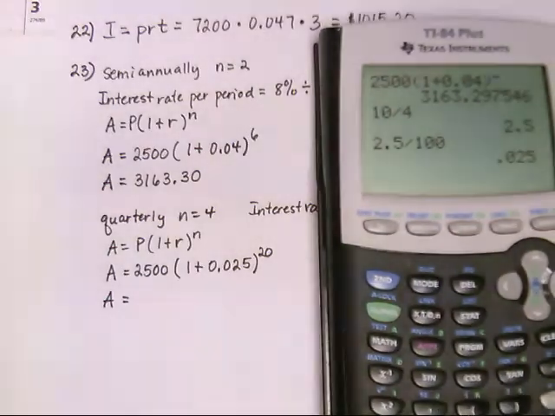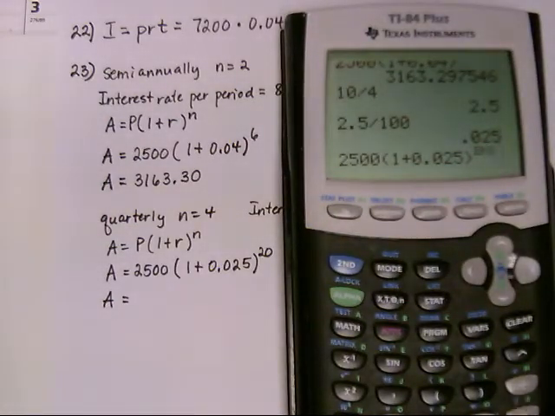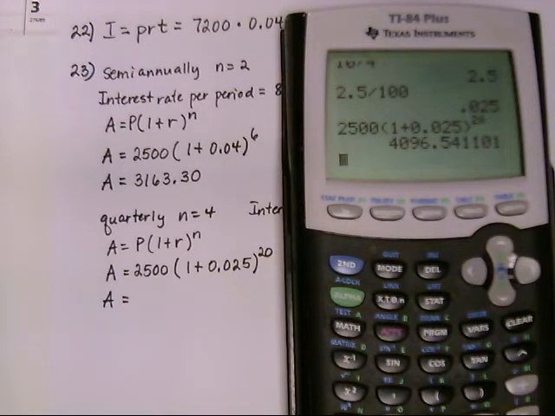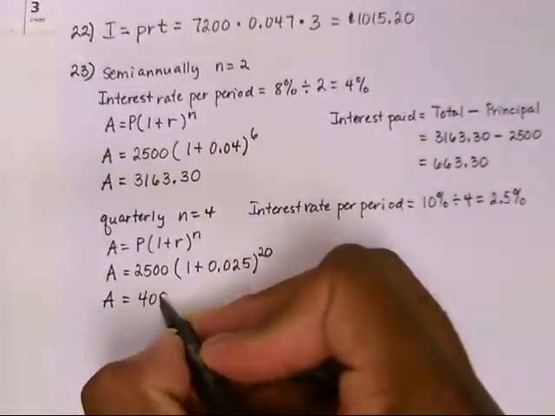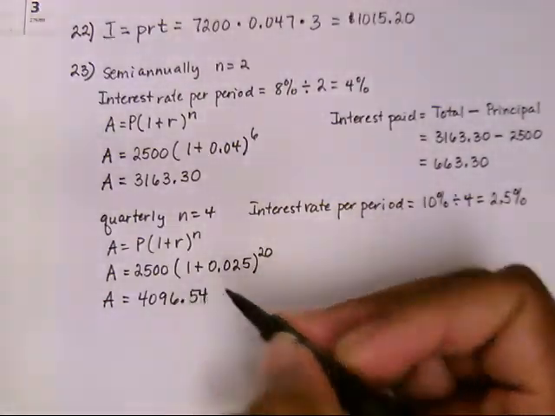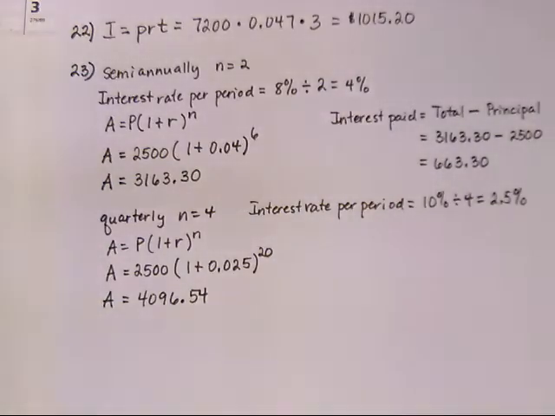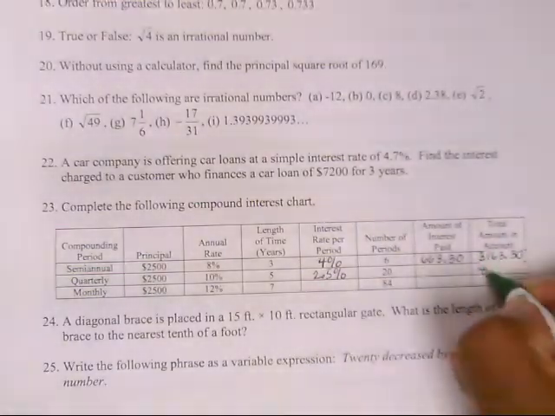So in this case here, we type that in, 2,500, and then left parentheses 1 plus 0.025, close parentheses, press the hat key for your exponent, and then 20. Now this will give you $4,096.54 to 2 decimal places. So the amount total is $4,096.54. So that goes in the total amount in the account spot.